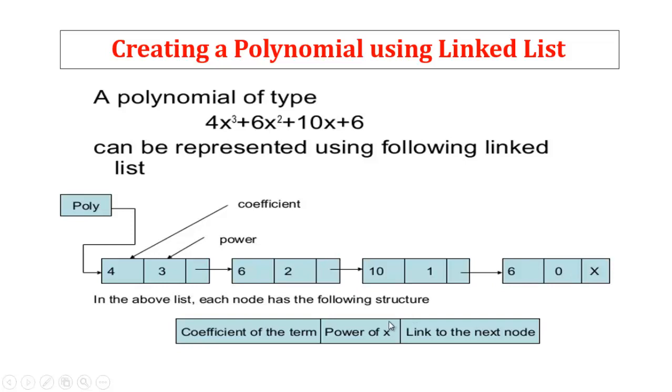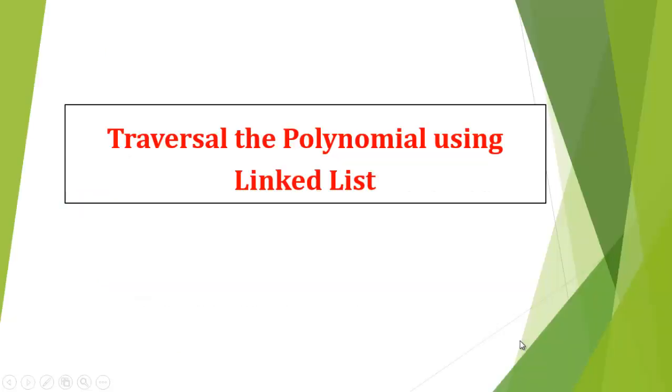This is the end of the linked list. Have you understood this notation? This is the structure for creating a polynomial: first the coefficient of a term, then an exponent, the power of x, and a link to the next one. And then here we are going to see the example, how we are going to create it.